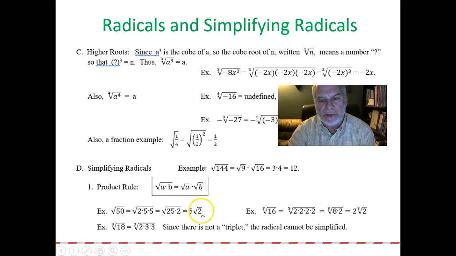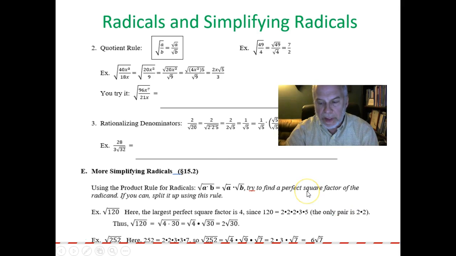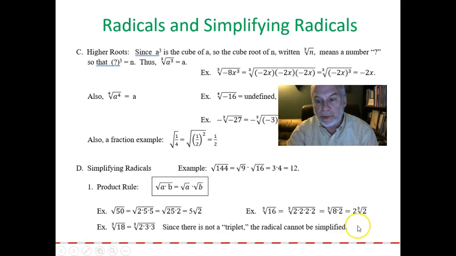So 5 radical 2. Now, if you have the cube root of 16, well, you need 3 of them. You need 3 2's. So you could break it up into 8 times 2, because 8 is 2 times 2 times 2. And the cube root of 8 will be just 2. And so you end up with 2 times the cube root of 2 for the answer.